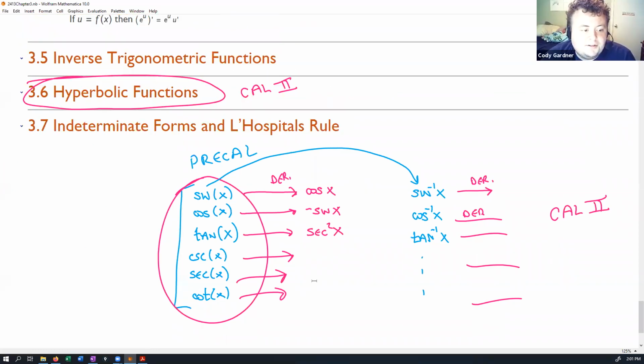Is h a function or is it a number like e and pi? H is to let you know we're talking about the hyperbolic sine function as opposed to the sine function. They're also on your sheets. They're all in the formula sheets.